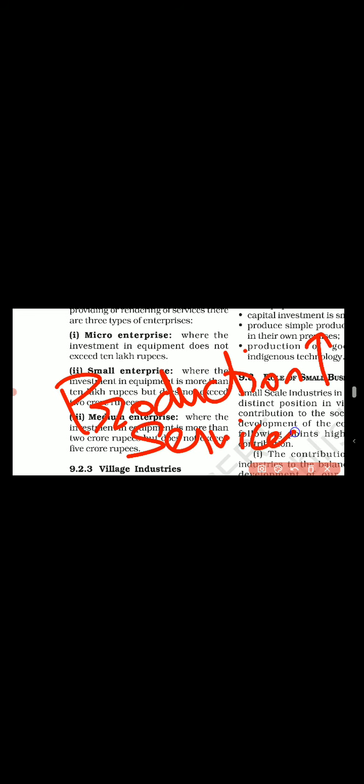Okay, so in services, in case of services, again it is divided into three types. Okay, one by one we are going to see them all. Okay, so I think now it is visible to you. Okay, micro enterprise. So again, listen, as you all know that in production we need more capital, and in services we need less capital.